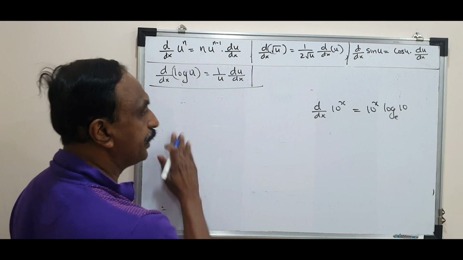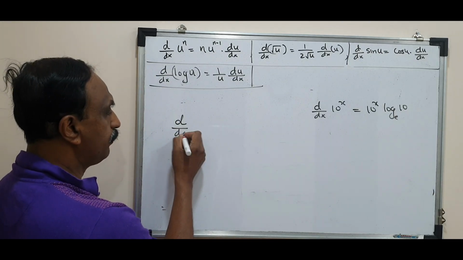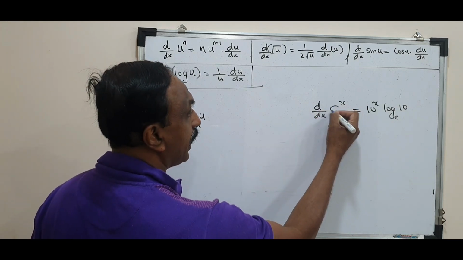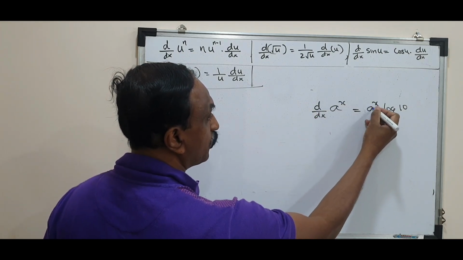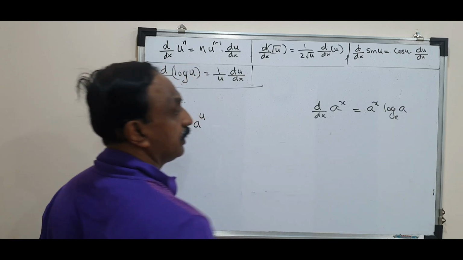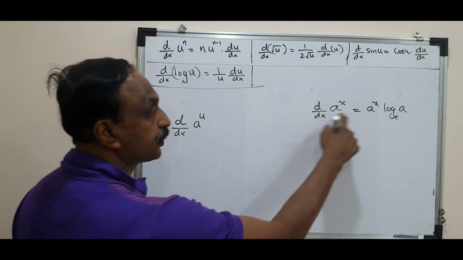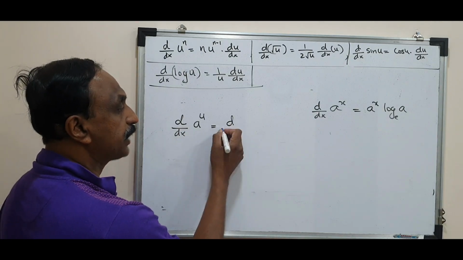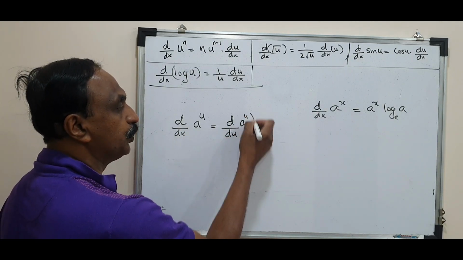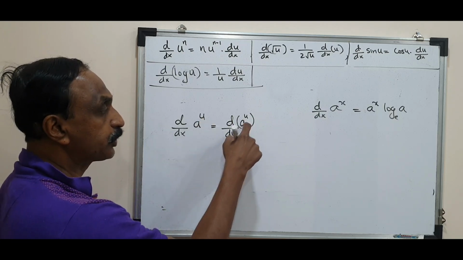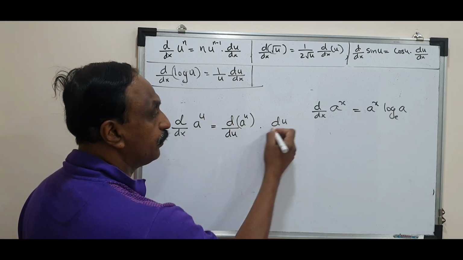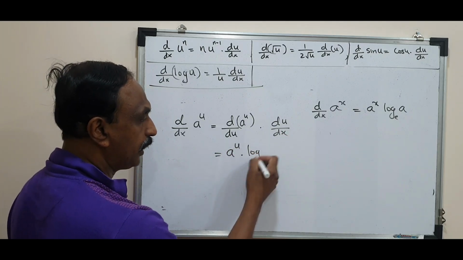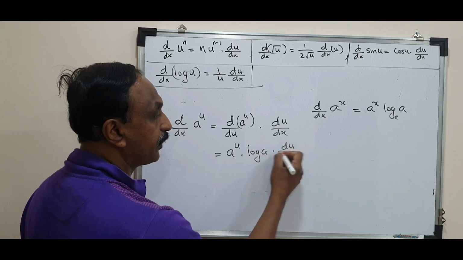So your question now is, what will be the derivative of a to the power u? What do you know? a to the power x. You know, derivative of a to the power x is a raised to x, log of the base. So a raised to u. First differentiate a raised to u with respect to u, its own variable. Then differentiate u with respect to x. So your answer will be a raised to u log a into derivative of the power u.